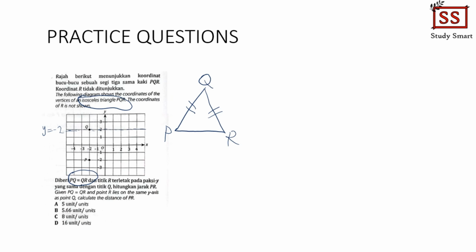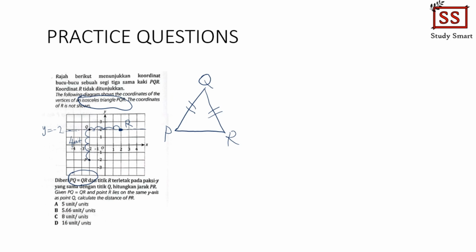So how do we know where point R is? Because this is an isosceles triangle, you just calculate the distance between point P and Q. The distance between P and Q is 4 units, so this 4 units will be the same for the distance between Q and R. So 1, 2, 3, 4. Here is my point R. This is how you find the coordinates of point R.